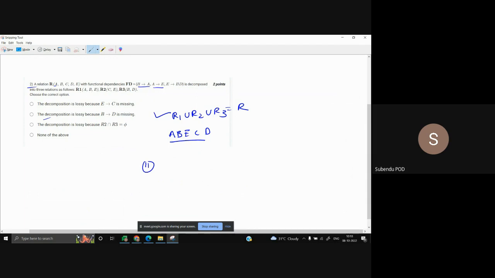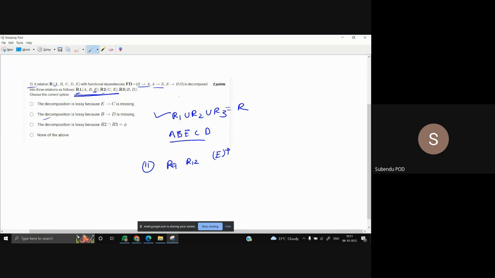You can see that there is a common attribute between R1 and R2. What is the common attribute between R1 and R2? E. So you have to check whether this decomposition is lossy or not. You can say that E is the common attribute between R1 and R2, so you have to find the E closure, right?